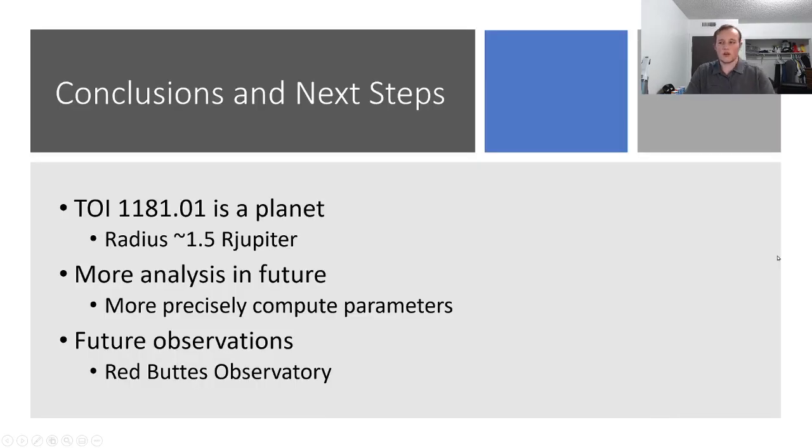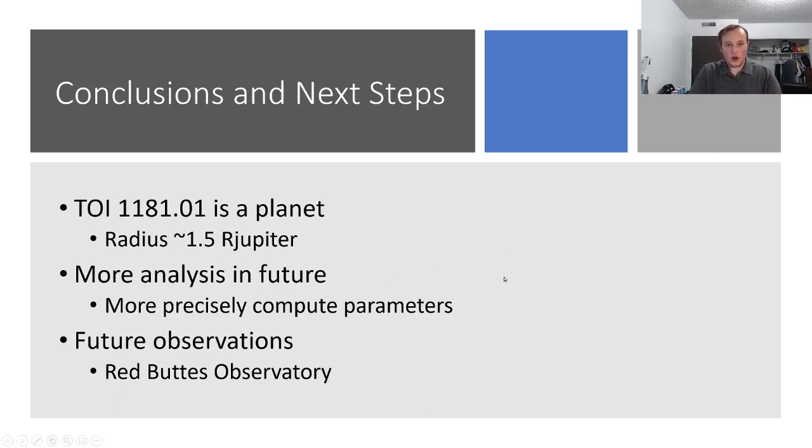So what can we conclude? We can then, from this data, conclude that TOI 1181.01 is most likely a planet, and it is a planet with a radius of about 1.5 times that of Jupiter. Now, we still need to do better on our fits. We need to more precisely compute these parameters, and we can do that using an MCMC fitting program, such as ExoFast. And once we do that, we can get more accurate values of this radius.